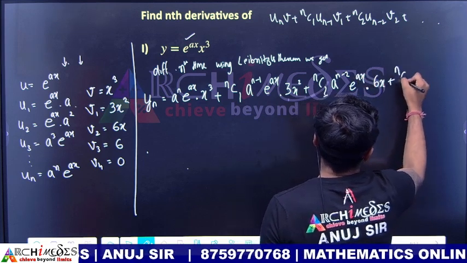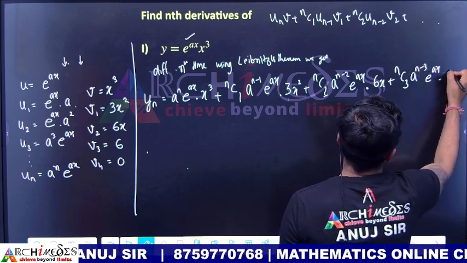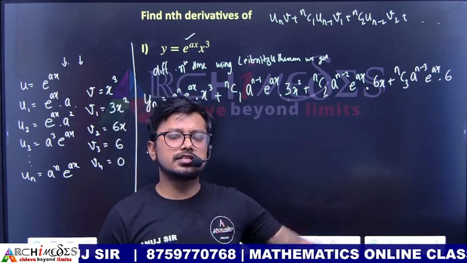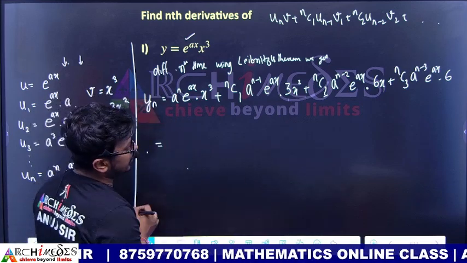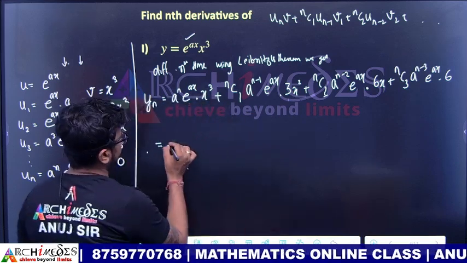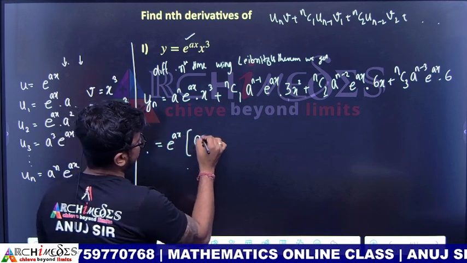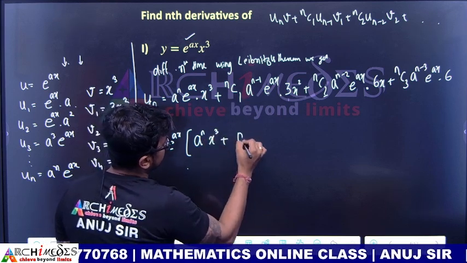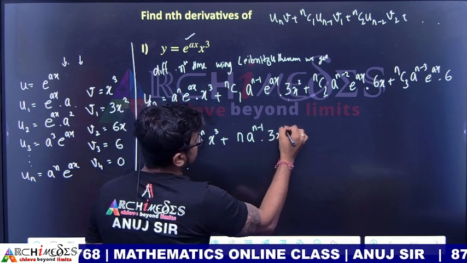Plus next is nC3, a to the power of n minus 3, e to the power of ax. It is 6. After that you don't have to continue, because it becomes 0. So here you have to stop, and now you have to simplify this. If you see, each and every term contains e to the power of ax, so you can take e to the power of ax as common, so you are getting a to the power of n x cube plus nC1, which is n, a to the power of n minus 1, 3x square.